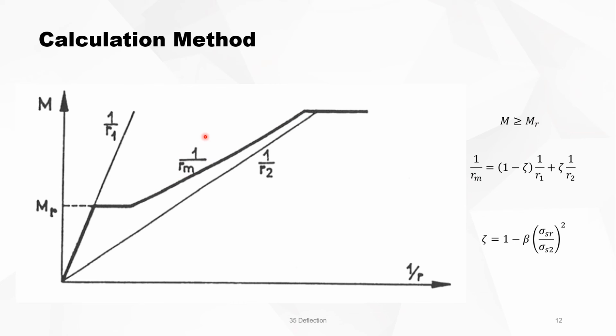This is the mean curvature. This is the uncracked curvature, cracked curvature, mean curvature. And we state that for a bending moment when the section is cracked, then the mean curvature is a linear combination of the uncracked and the cracked section. And the coefficient zeta depends on the steel stress at cracking moment divided by the steel stress of the cracked section, multiplied by a coefficient beta.